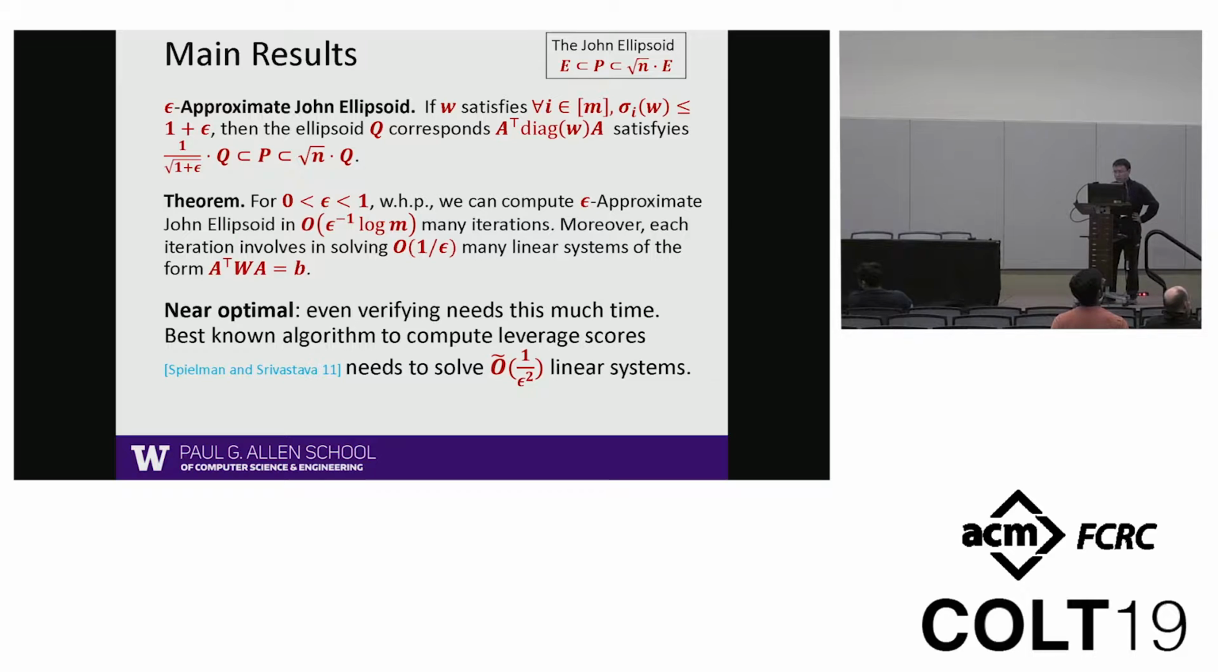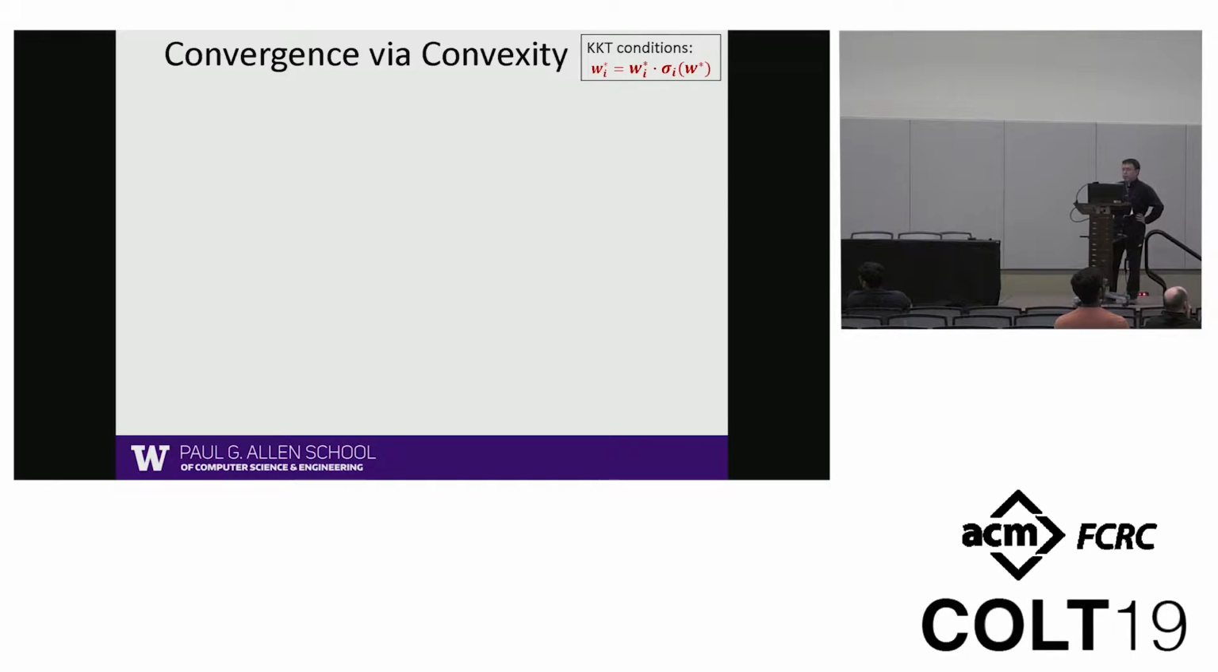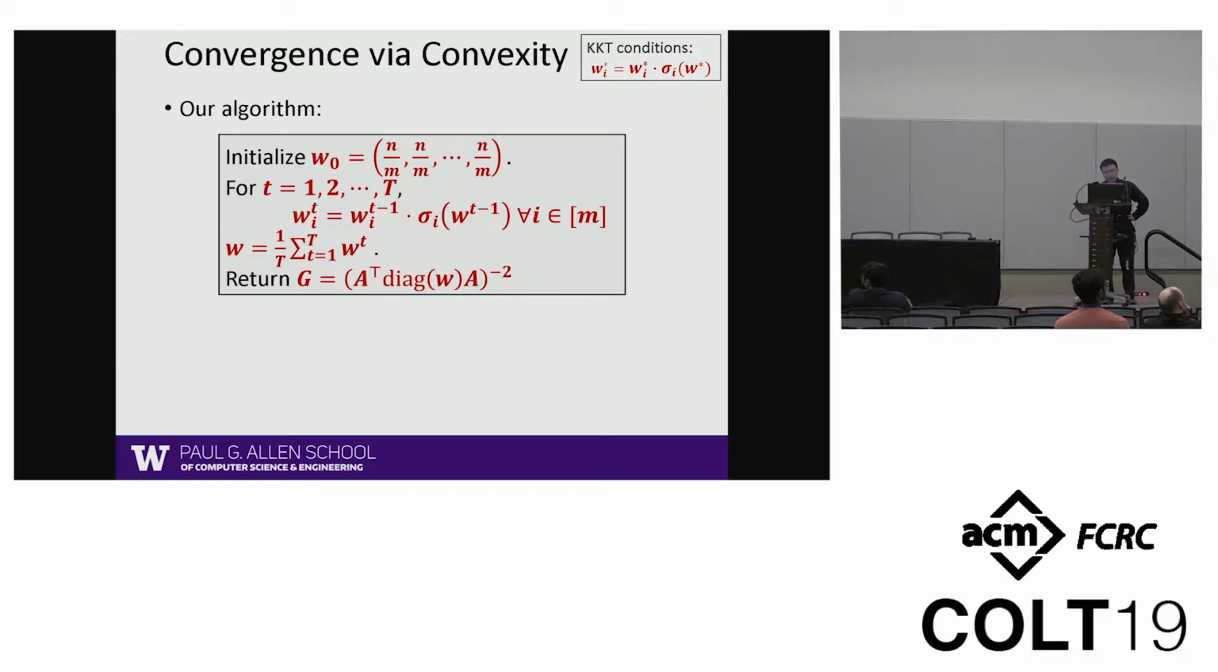Okay, now let's go to our algorithm. Remember, the KKT condition is of the form that the optimal solution W star has to satisfy W star equals W star times sigma of W star. We interpret this KKT condition as W star being the fixed point of a function. So our algorithm is extremely simple. We just iterate over this function, and finally we take the average over all the iterations, and we can show that this will be a good approximation.